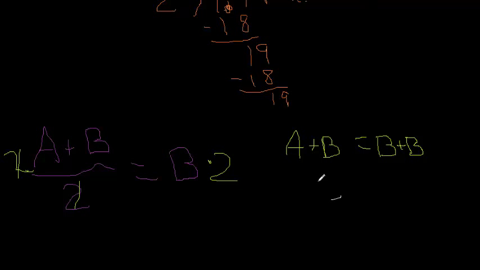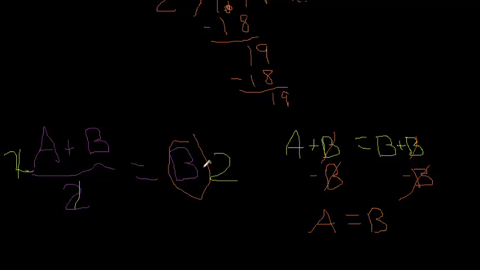So I'm going to subtract b from both sides. That goes away. That goes away. And what this tells me is that a equals b. Because we have shown that the average of these two numbers gives me one of the numbers, which we in this case called b, it proves that those two numbers have to be the same.